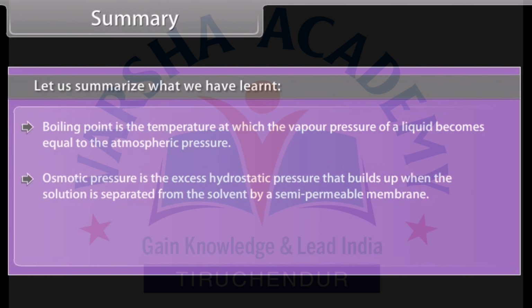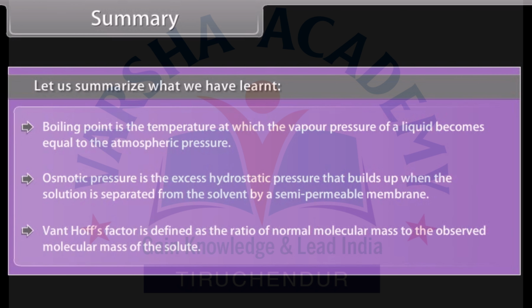Osmotic pressure is the excess hydrostatic pressure that builds up when the solution is separated from the solvent by a semi-permeable membrane. Van't Hoff's factor is defined as the ratio of normal molecular mass to the observed molecular mass of the solute.